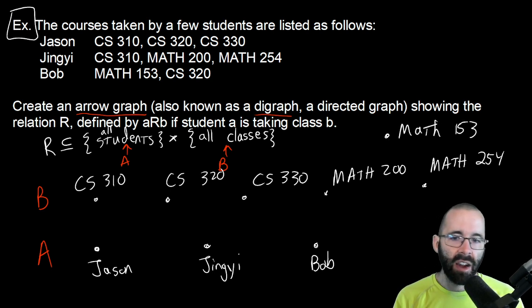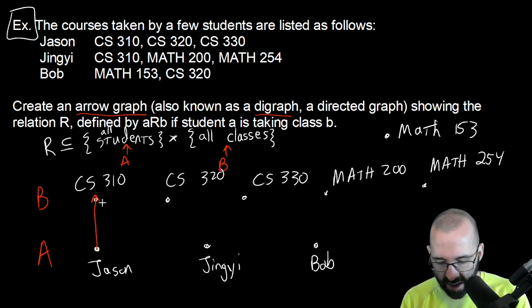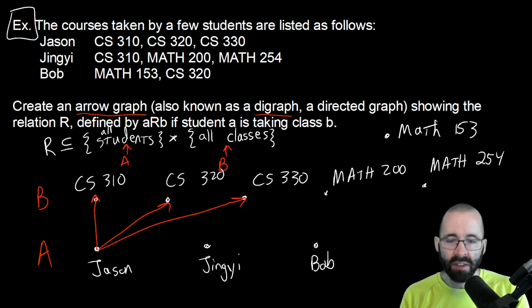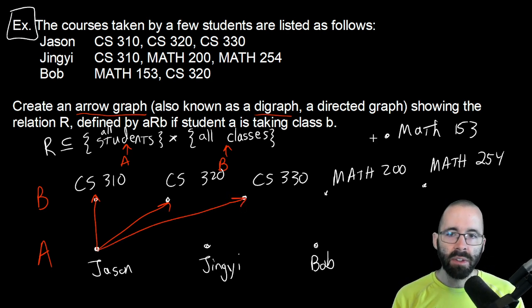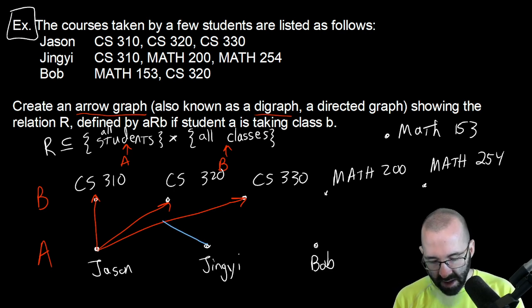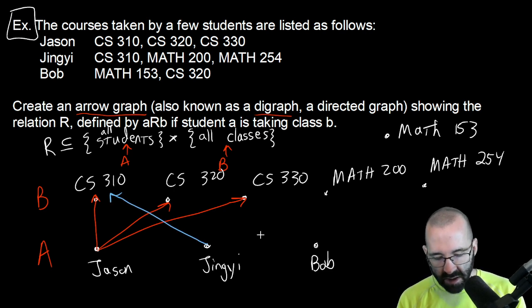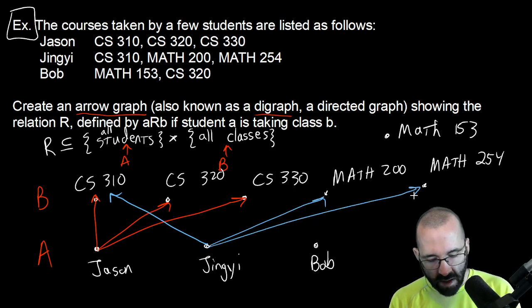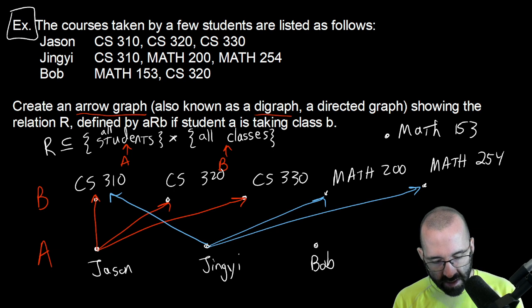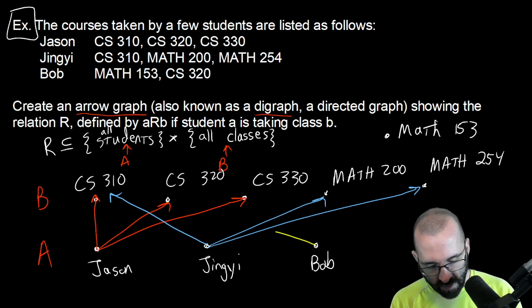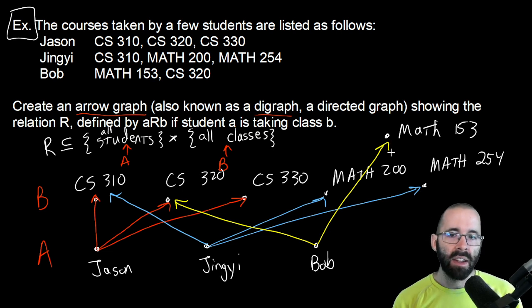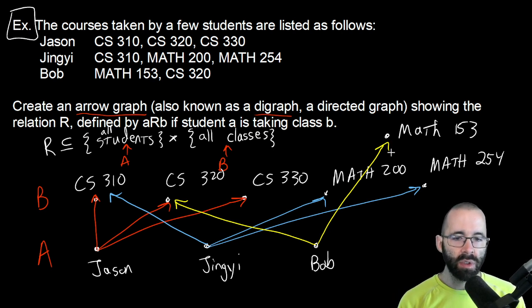So all we do here is draw arrows showing the relation. So Jason is related to this class, and this class. I'm going to use different colors just to make it easier to read, but you don't have to. Jingyi is also in CS 310. She's in Math 200 and Math 254. And then Bob is in Math 153 and CS 320. All right, and that's a digraph. That's an arrow graph. It just shows relations.